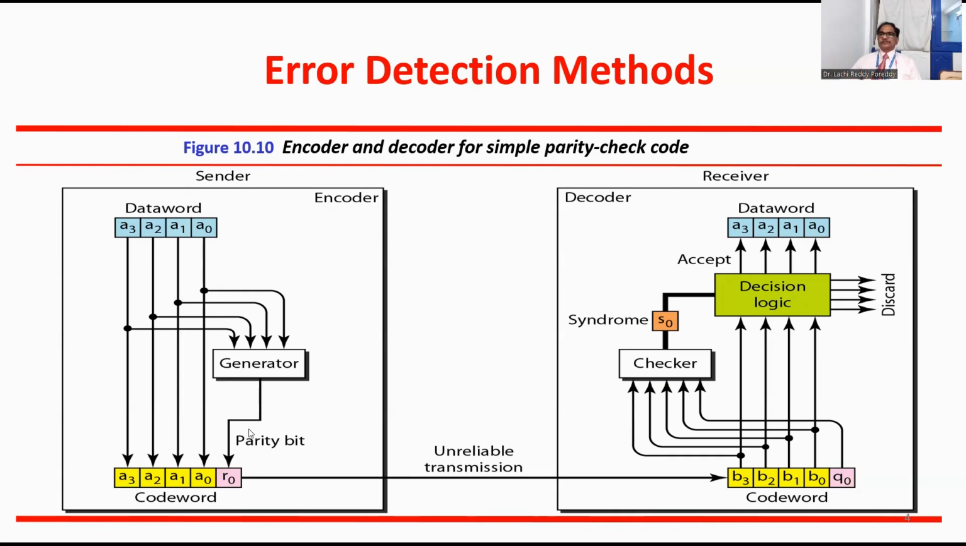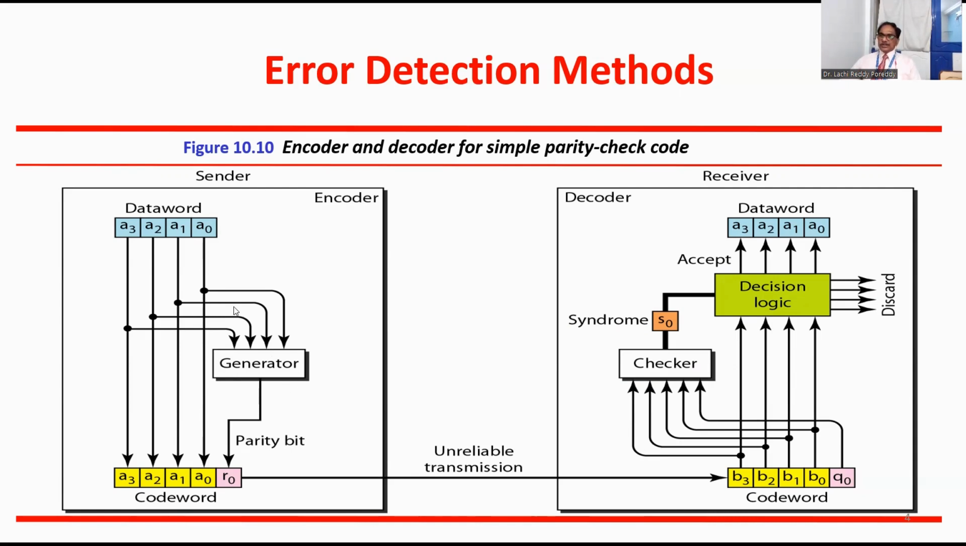The generator should generate an appropriate value of parity bit based on the number of ones present in the original message. If the number of ones in the original message is even, then the generator should generate the parity bit as 0. If the original message has an odd number of ones, then the generator should generate the redundant bit as 1, so that altogether there will be an even number of ones. So that should be the task of the generator.